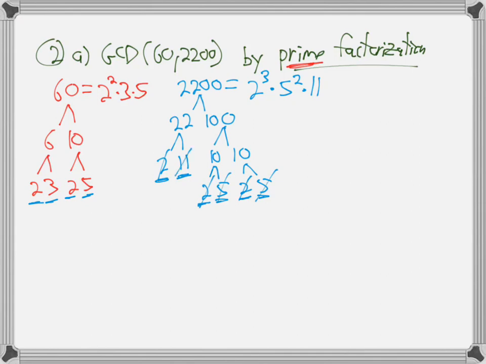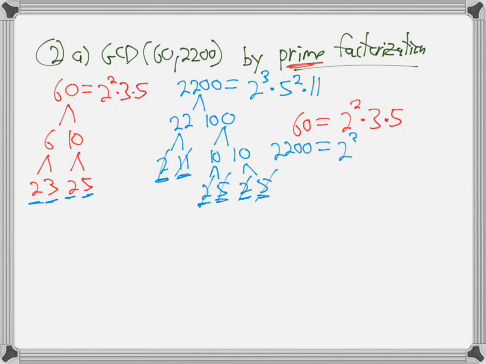All right, so there's the prime breakdown for the 2200. Now here's what you do. You bring the 60 over here. You go 60 is 2 squared times 3 times 5, and then you put the 2200 right below it.